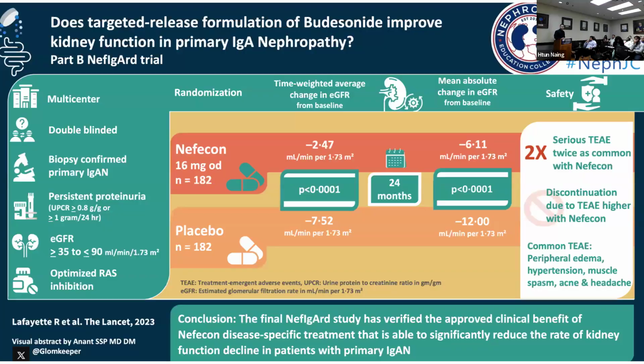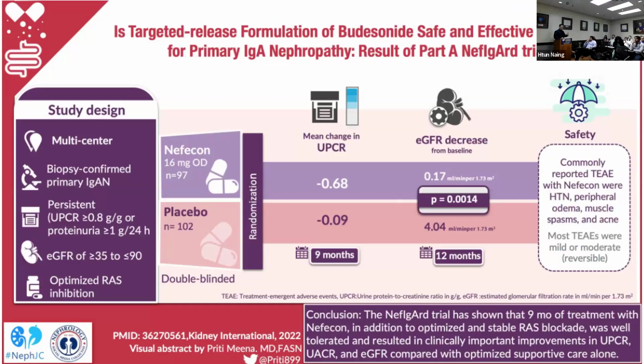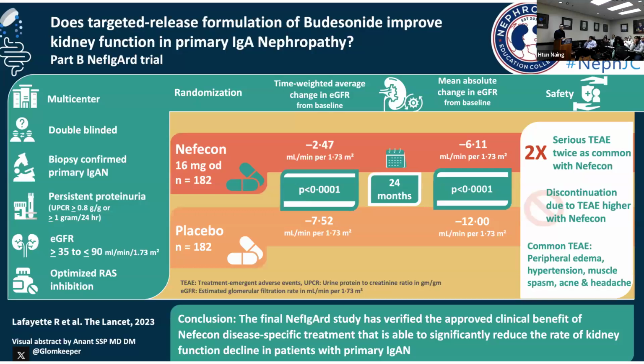So they look at the 2 years, because this medication is now fully approved by FDA, so they have a 2-year trial, 2-year result. So in 2 years, the eGFR decline is minus 2.4 compared to minus 7.5. But in this trial, you have to understand that the eGFR is between 35 and 90. So if you have CKD 4 or CKD 5, you cannot use these medications, because they were not tested before.